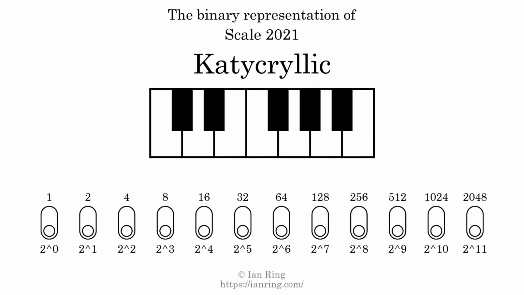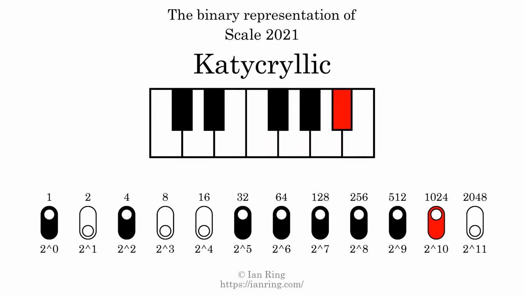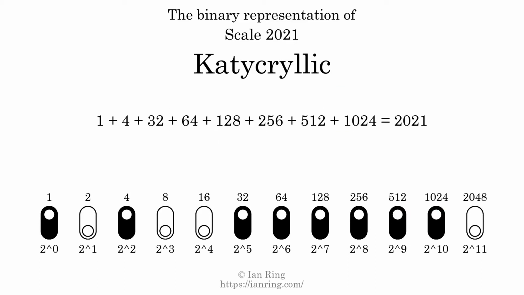The binary representation of this scale is determined by mapping tones of the scale to binary digits. Each binary digit represents a power of 2. To get the scale number, we add the powers of 2 together. The powers of 2 that are present in the scale, all added together, equals 2021. That is why the scale number, in decimal, is 2021.